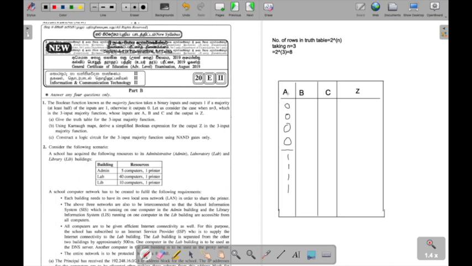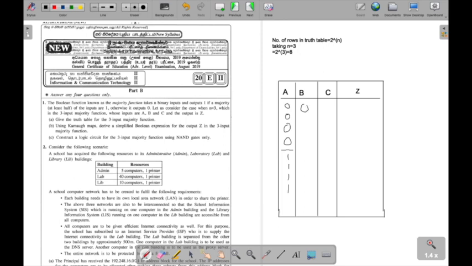When you consider the first column, you should have 4 zeros and 4 ones. If it is 2 to the power 4, which means there will be 16 rows, then you should have eight 0s followed by eight 1s. It goes like that.